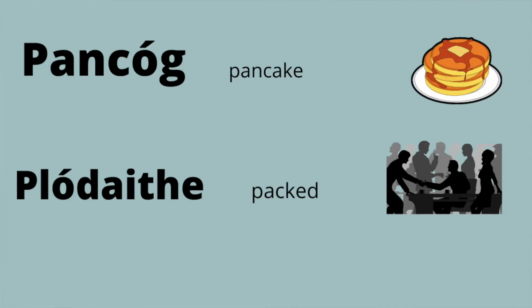Pancog is the Irish for pancake. Something you would more than likely be able to get in a restaurant or a coffee shop. And plodaha means packed or crowded.